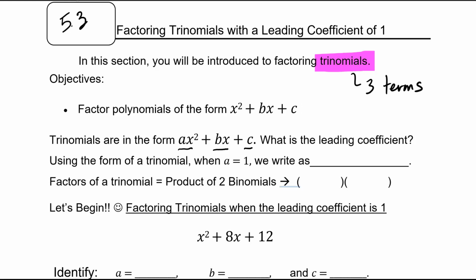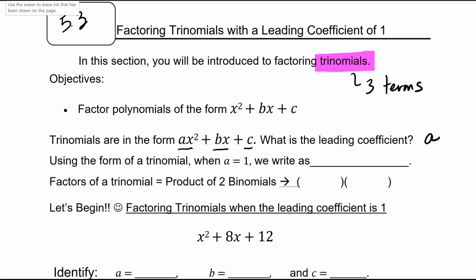And what is representing the leading coefficient in ax squared plus bx plus c? Well, the a is representing the leading coefficient. So a here is taking the place of the leading coefficient.